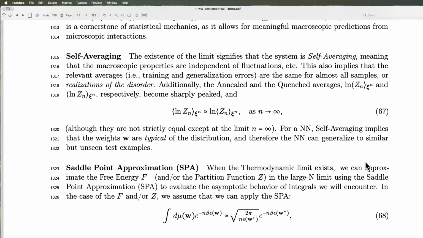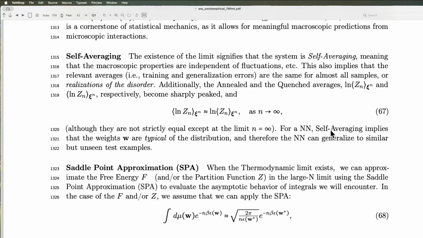Then we talk about this idea in statistical mechanics of self-averaging. The existence of the limit signifies that the system is self-averaging, meaning that the macroscopic properties are independent of fluctuations. This also implies that the relevant averages, the generalization errors, are the same for almost all samples, or all realizations of the disorder. Additionally, the annealed and quenched averages, the log of the average and the average of the log, respectively, become sharply peaked. So the average of log Z becomes the log of the average Z as N goes to infinity, although they're not strictly equal except at the limit.